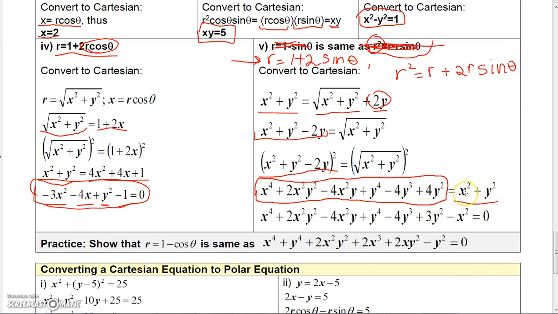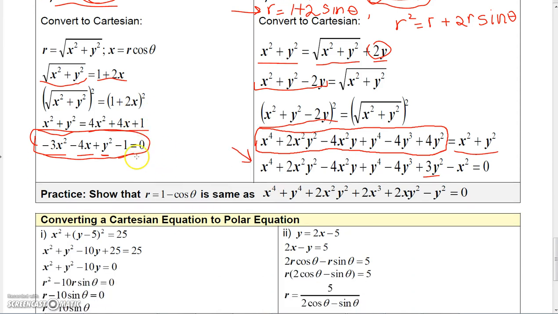And then if I move the x squared and the y squareds over, I get a minus x squared, and let's see, where did my minus y squared go? Oh yeah, I had a 4y squared here, right? So when I subtracted the y squared over, I'm left with a 3y squared. So like I said, some of those can be rather nasty.